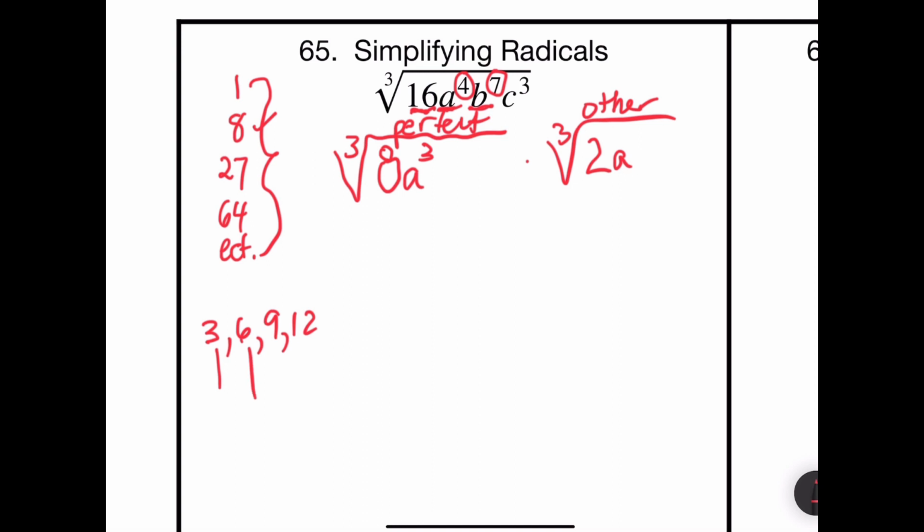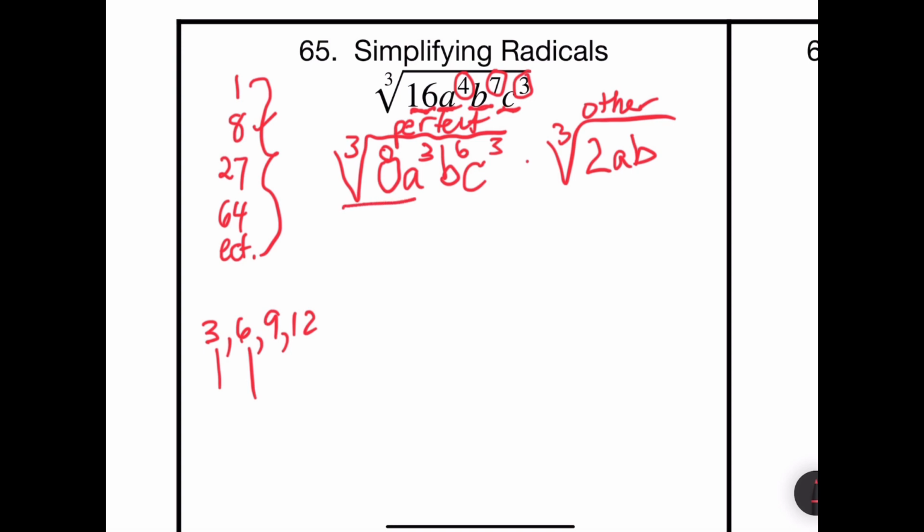And that would be 6. So I would have b to the 6th in the perfect cube and b in the other. Now I'm going to look at c. Well, 3 is a multiple of 3, so c to the 3rd is perfect.